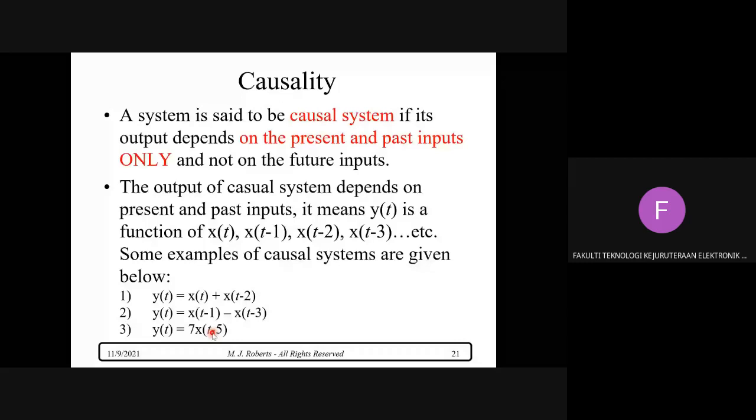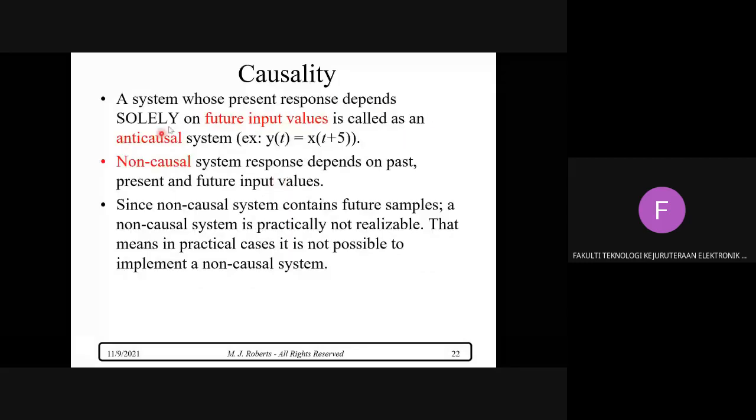Here we have anti-causal, where the output of the system depends on the future. The future we can write as t plus 5, t plus 1, t plus 2, t plus 3. That plus shows future input values.